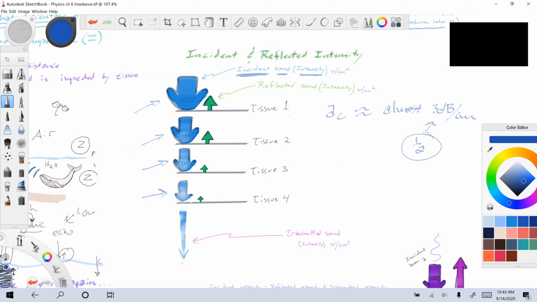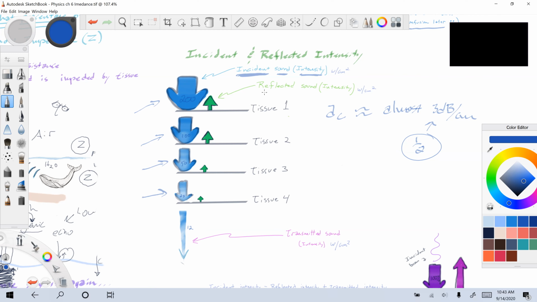Now, obviously, guys, I'm just making up numbers. Tissue 4, 25. And then beyond that, half of 25, 12 and a half, let's just say 12. And that's basically, I'm trying to represent the weakening of the sound beam, and it happens very quickly.